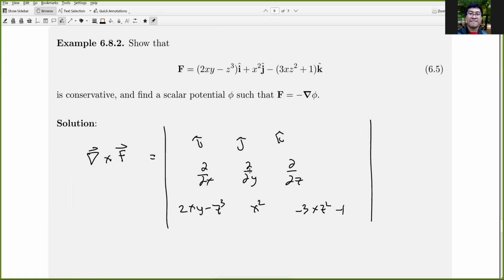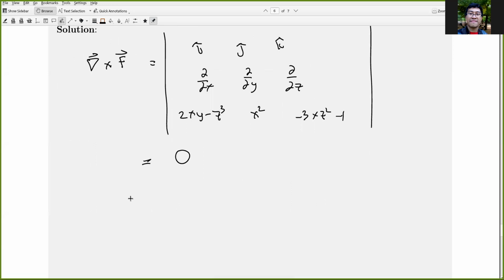The partial derivative of the x component with respect to y is also 2x, so they would cancel. For the j component, the partial derivative of this with respect to x is negative 3z squared, and the partial derivative of this with respect to z is also negative 3z squared, so they would also cancel, which means that the curl is 0. And therefore, f is conservative.